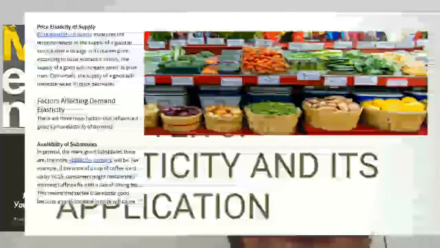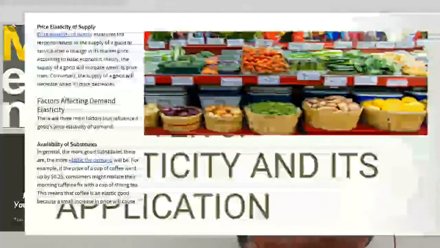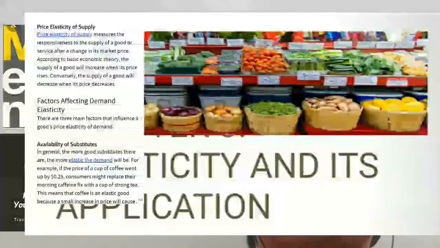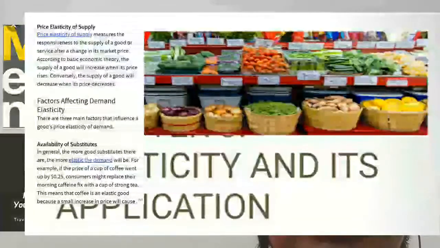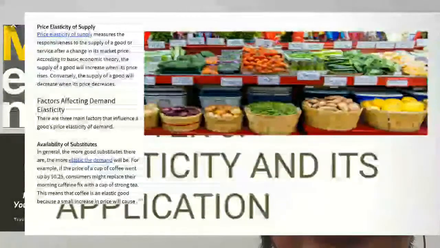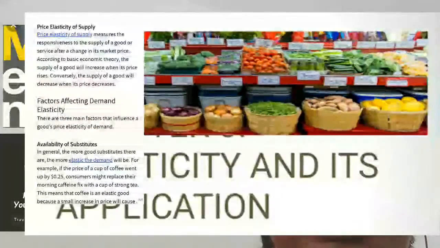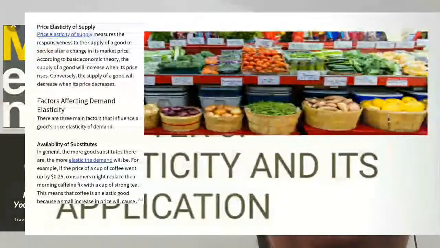Factors affecting demand elasticity. Here, there are three main factors that influence a good's price elasticity of demand. So, dito na nga, yung nasabi natin, nakabase yung supply, mga katoto, doon sa consumer demand. So, availability of substitutes dito. In general, the more good substitutes there are, the more elastic the demand will be.